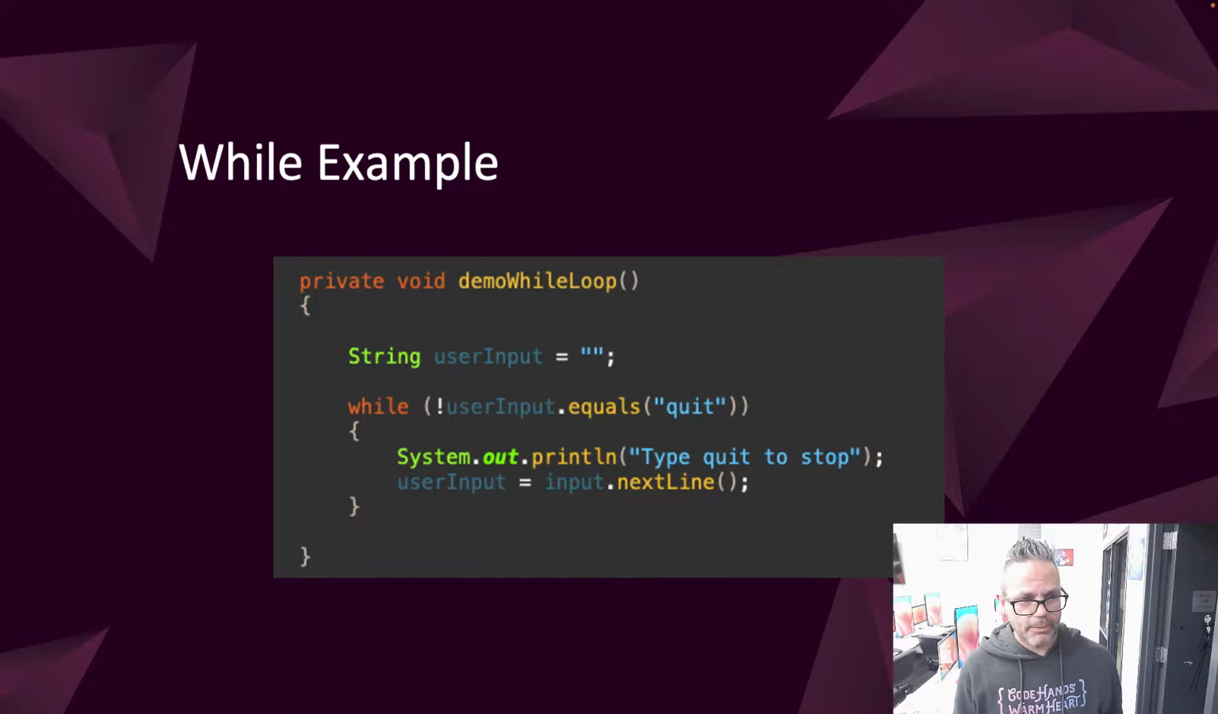Here we have a while example. I have a demo while loop method. My string userInput is assigned an empty string. As long as my userInput is not equal to quit, my System.out.println is going to print "type quit to stop" to the screen. And userInput is going to be userInput.nextLine. I'm going to use the scanner to grab the next line and store it inside my userInput variable. It'll then come back up to that while loop, check to make sure it's not equal to quit, and then print "type quit to stop" again over and over. It's going to repeat this until I finally type quit. When quit is entered, I've now met that condition. I stop that loop, I drop down and I leave the method.